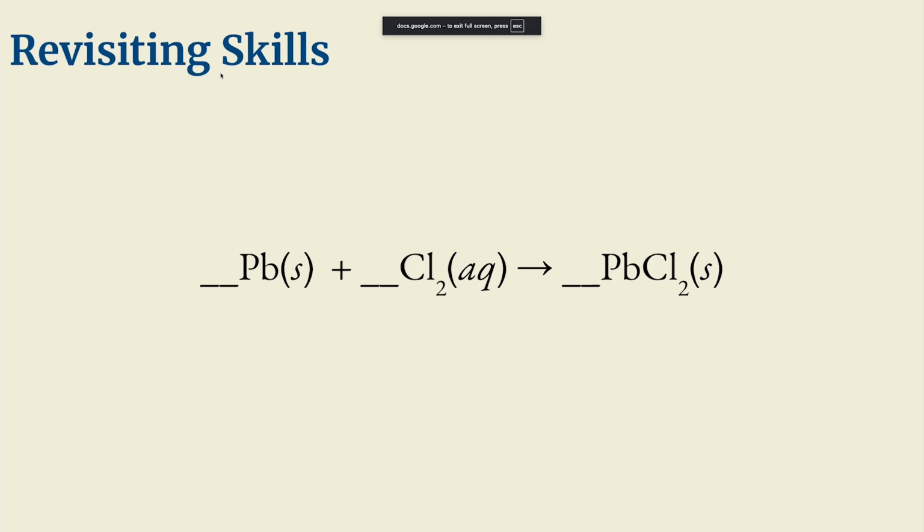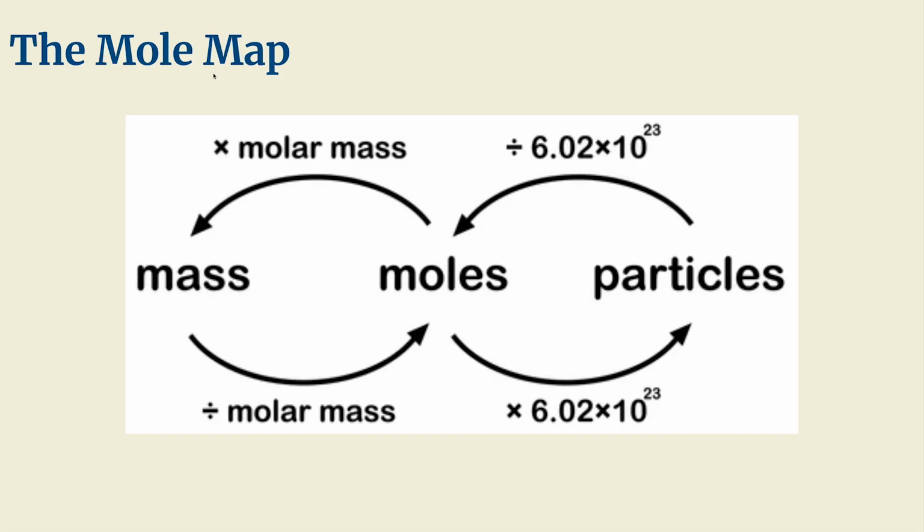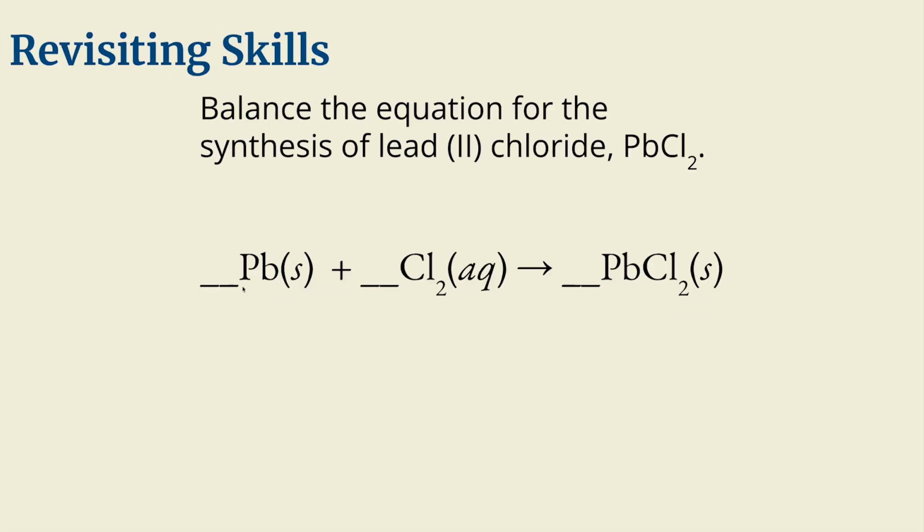Okay, we are going to revisit some skills. Here we're going to practice with the synthesis of lead chloride, which is lead(II) chloride. That means that Pb is 2+, and with chlorine, it would be PbCl2, which is a solid. So first we see the synthesis equation. We've got 2 things here, right? We've got lead and we've got chlorine.